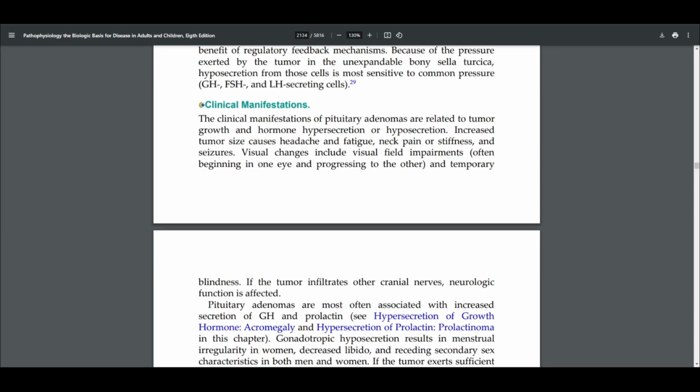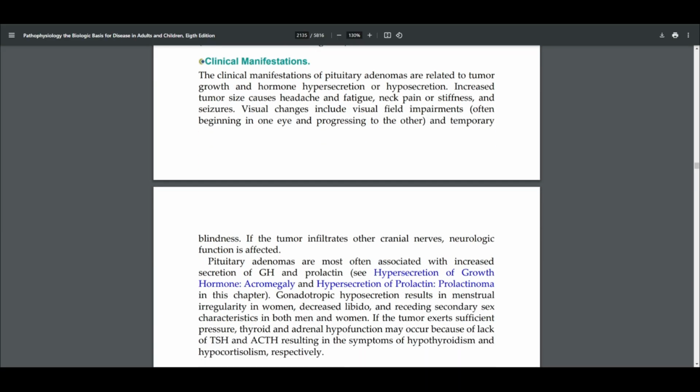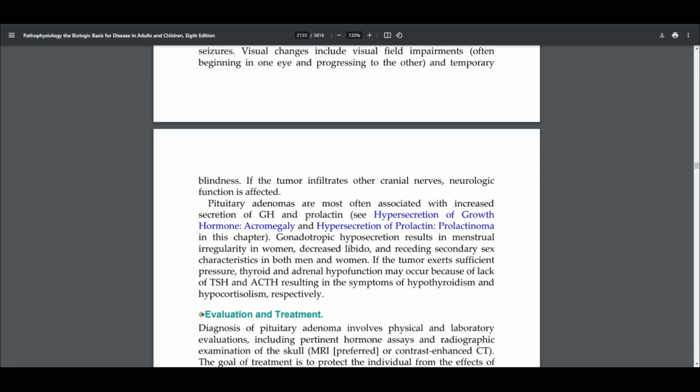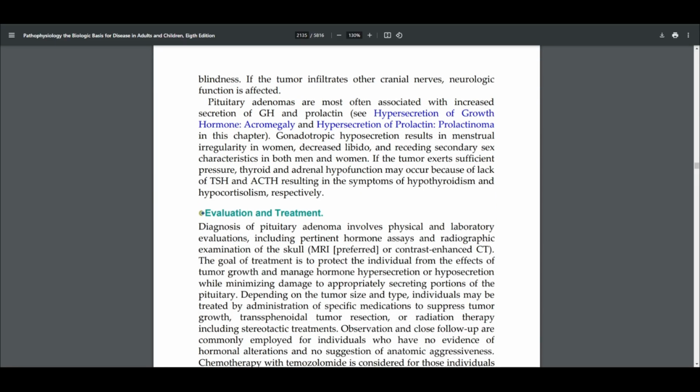So what kind of clinical manifestations would you see? The clinical manifestations of a pituitary adenoma are related to tumor growth and hormone hypersecretion or hyposecretion. Increased tumor size causes headaches and fatigue, neck pain, stiffness, and possible seizures. Visual changes include visual field impairments and temporary blindness. If the tumor infiltrates other cranial nerves, neurological function could be affected.